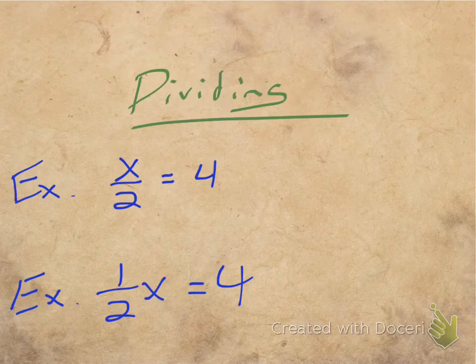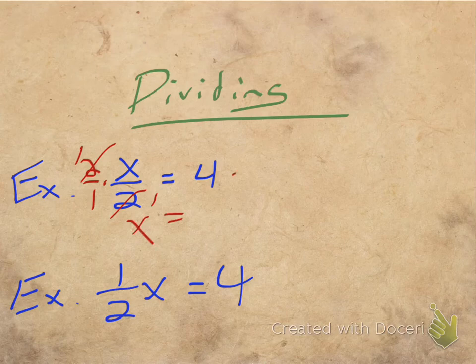Alright, dividing. Dividing is a little bit different. What you're going to do on dividing is use the opposite operation or inverse operation, which is multiply. So I'm going to multiply by 2. Now I'm going to keep it as a fraction because when we multiply fractions we do top times top, bottom times bottom. So it's really 2 over 1. Now I can reduce this. 2 will go into 2 one time. So I'm left with x equals, and then I multiply this side by 2, which is 8. 8 divided by 2 equals 4.